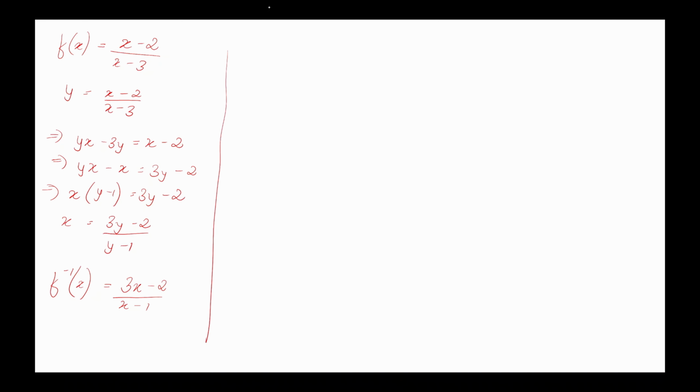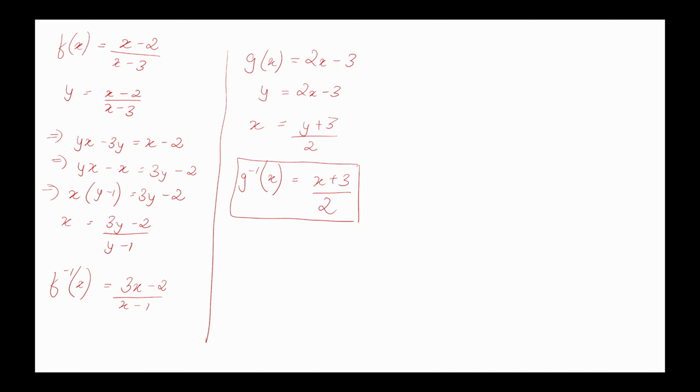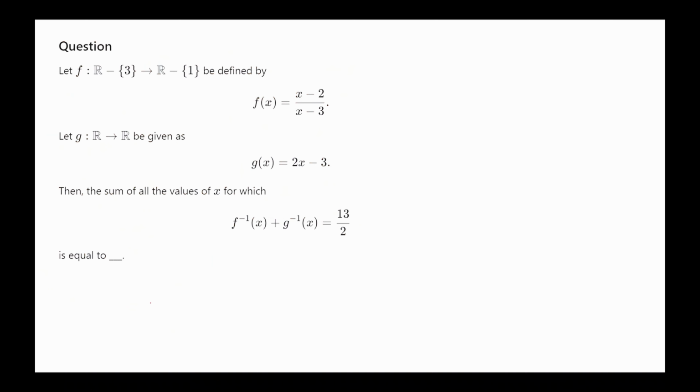Now similarly, let me solve for g of x. My g of x was given to me as 2x minus 3. So I write y equals 2x minus 3, and if I write down my x, it becomes y plus 3 upon 2. Now if I replace it, it becomes g inverse of x equals x plus 3 by 2. So these are the two inverse functions that I've received: my f inverse of x and my g inverse of x.